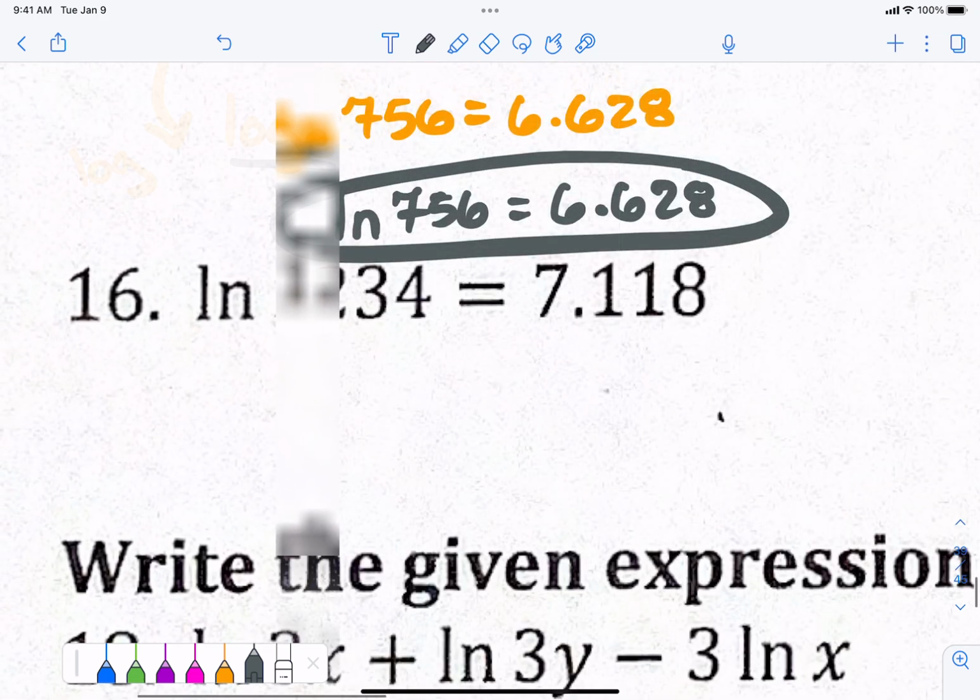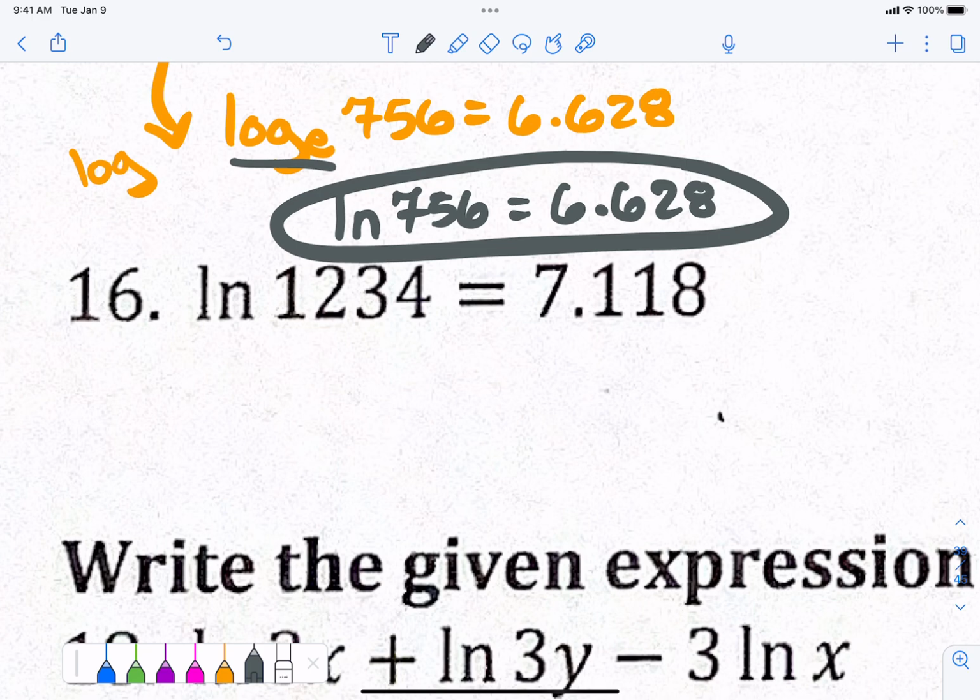Here we go. 16. ln of 1, 2, 3, 4 equals 7.118. Is this a log or an exponential function? Log. It's a log right now. We have to make it exponential. That just helps to sort it out in my brain, okay? But for an exponential function, I need a base. What's the base going to be?